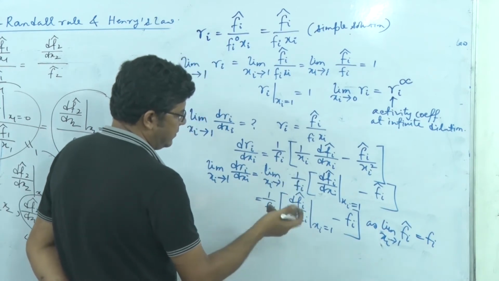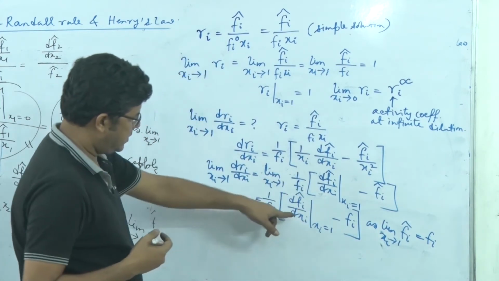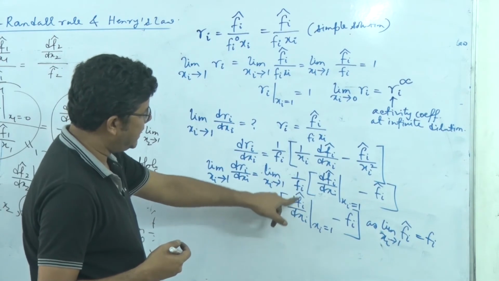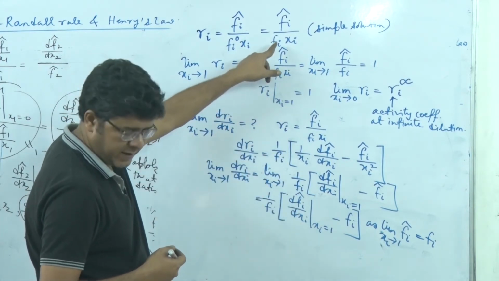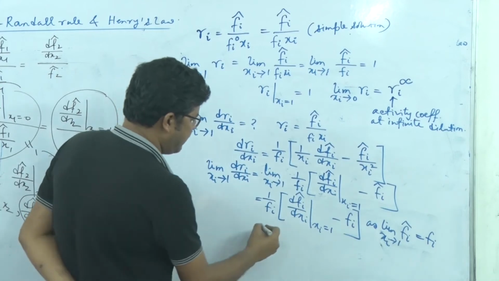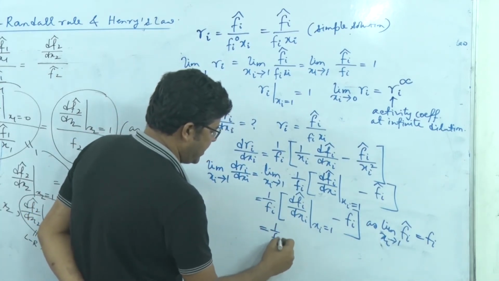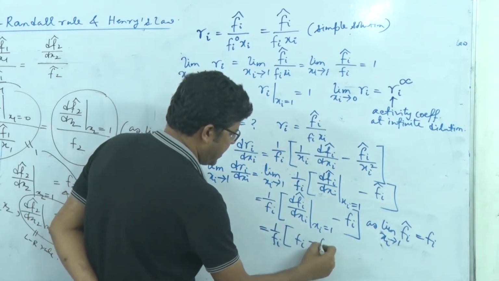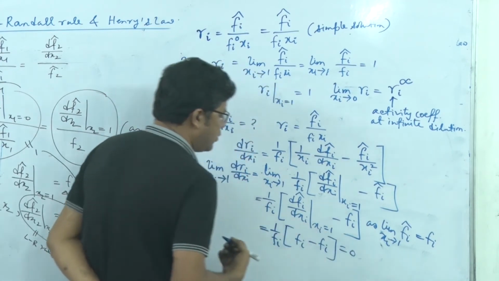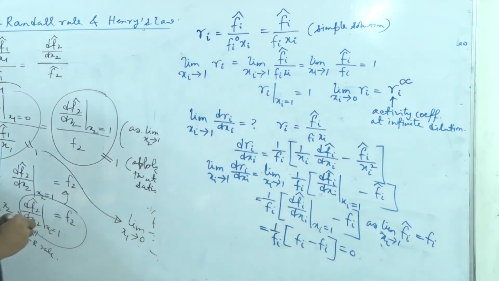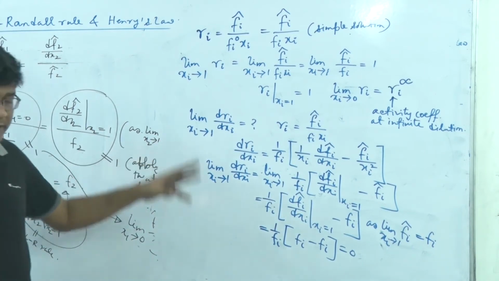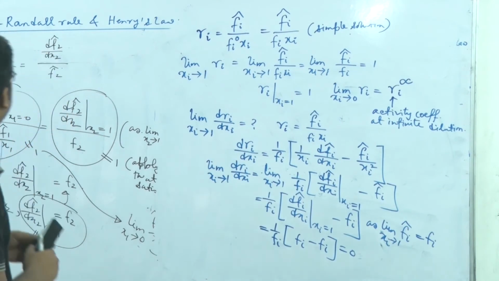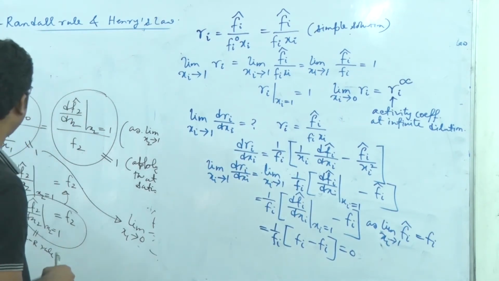And from the Lewis-Randall rule we have already got that d phi i cap dxi will be simply equal to phi i. So 1 by phi i times phi i minus phi i gives you 0. So the fact is that gamma i is tending towards a value of 1 and it will approach that value with a slope equal to 0. And that has been justified from the experimental results of finding gamma.